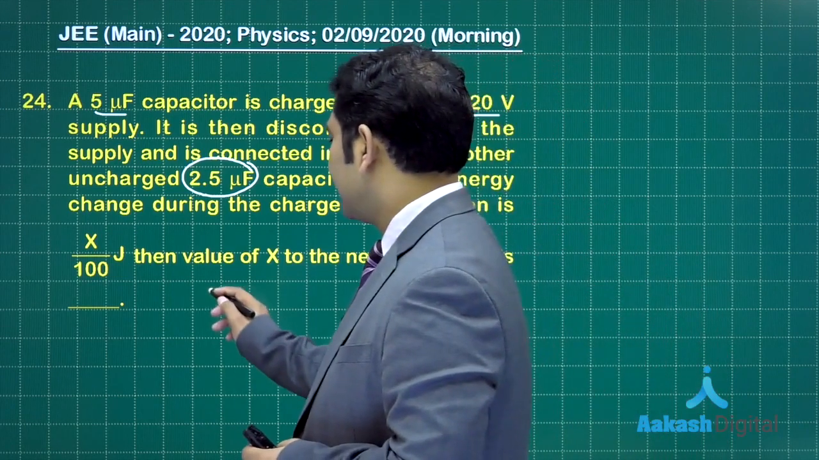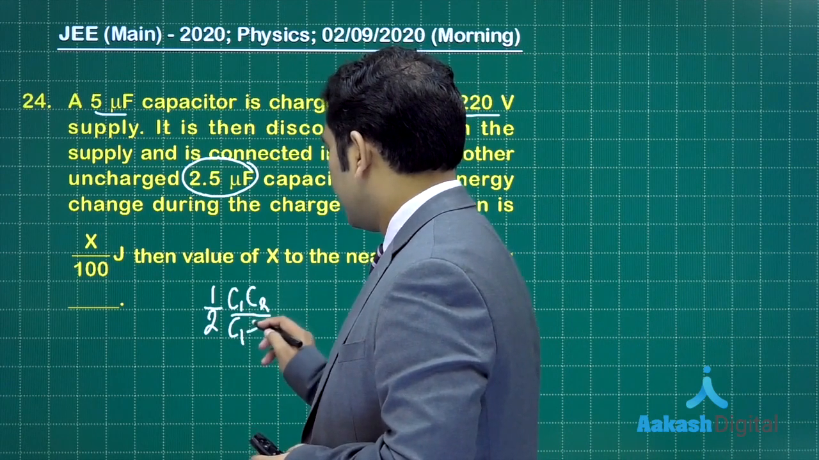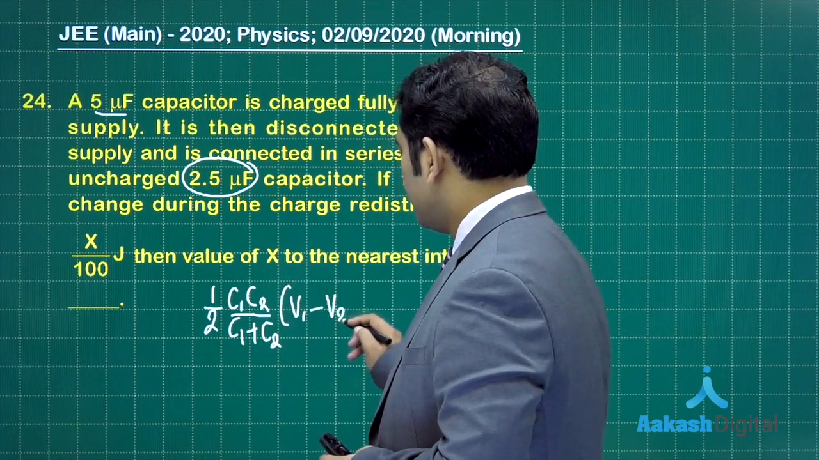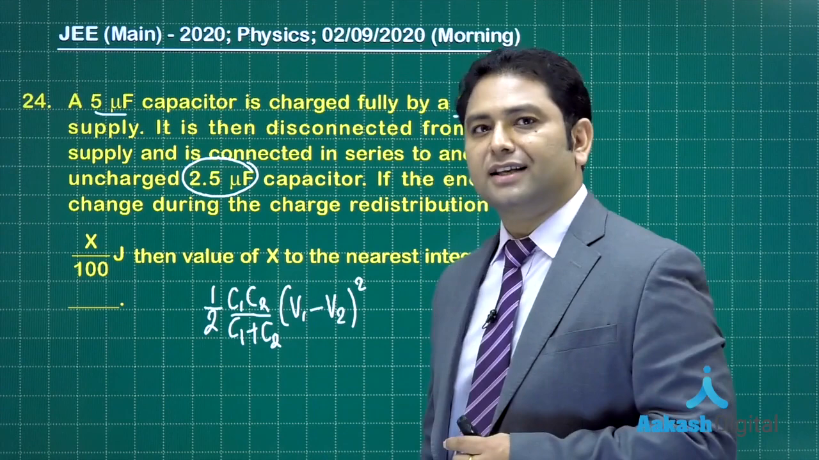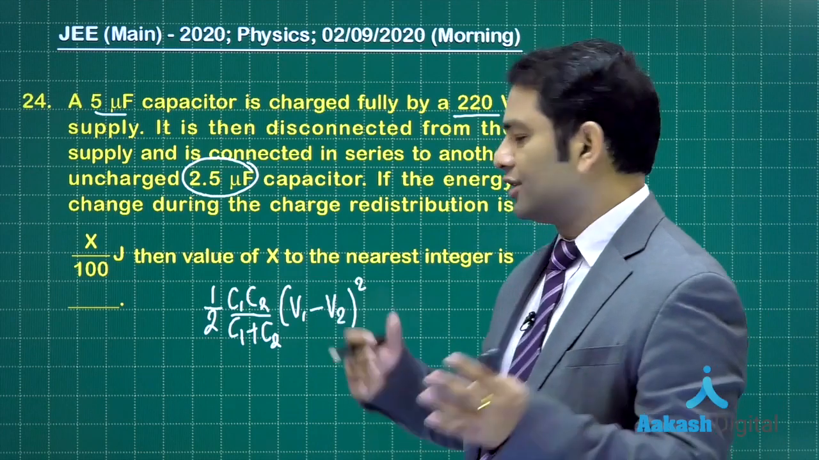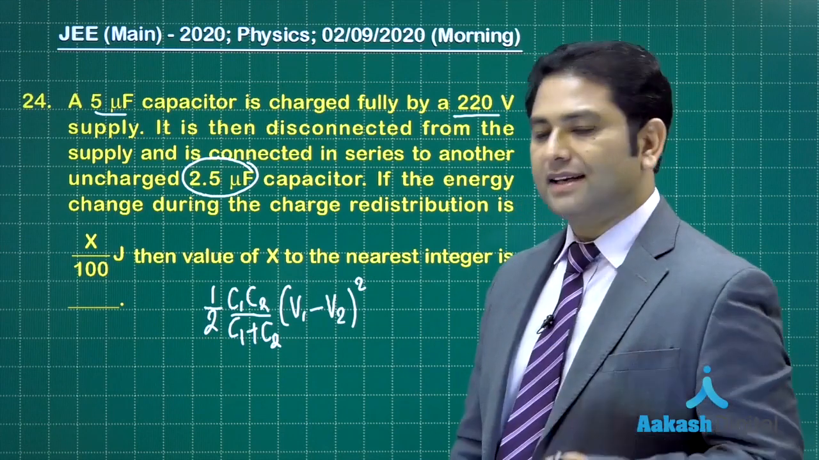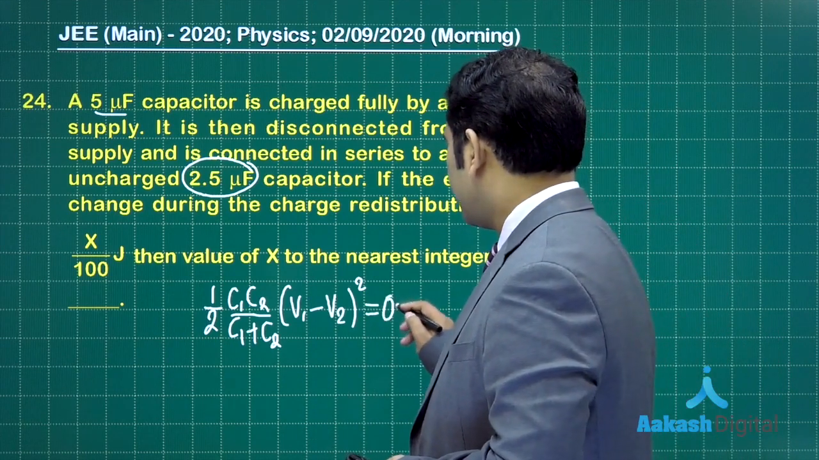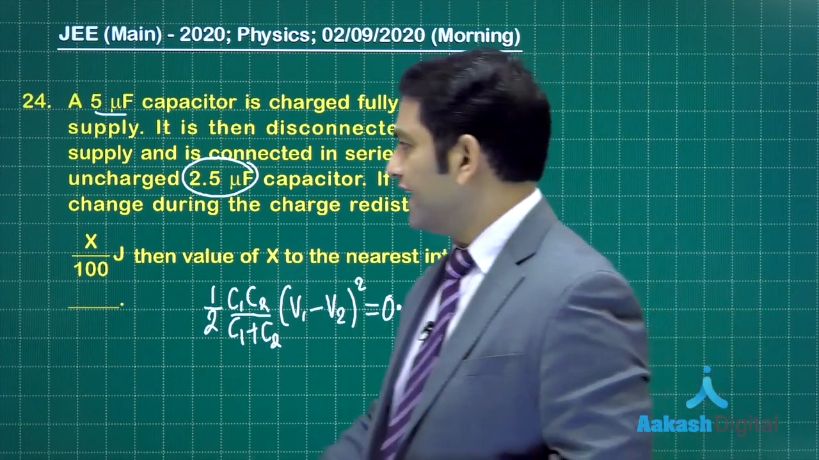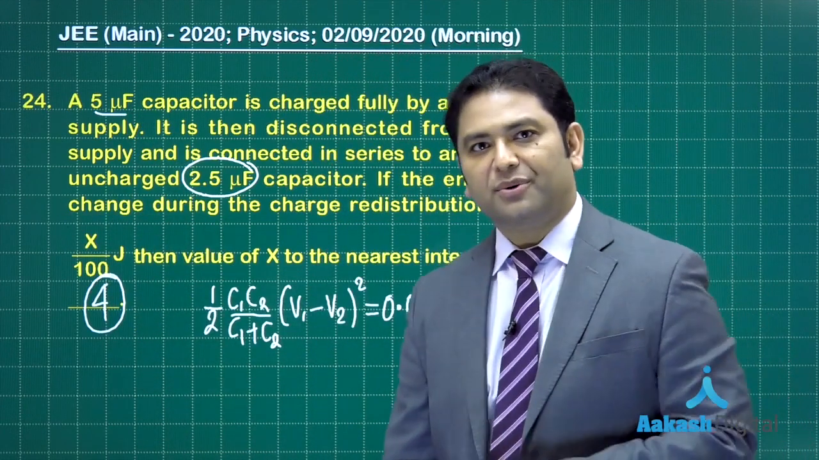So that can be calculated by half, specifically, this is the standard formula, C1 C2 by C1 plus C2, (V1 minus V2) whole square, where V1 and V2 are the initial potential differences of the capacitors involved. Now V2 is of course 0 because that was initially uncharged. So when you calculate that, you would be getting this value to be very close to 0.04 joule. So in that case, the value of X comes out to be 4. That's for question number 24.